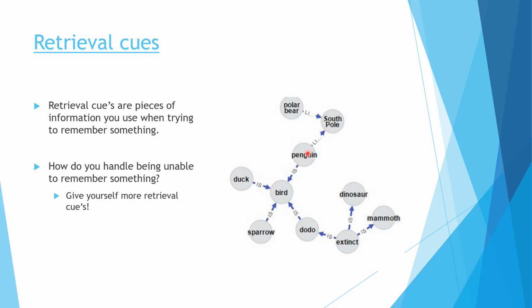Let's say we're trying to remember something, but we don't remember exactly what it is. For example, let's say you're trying to say something and you suddenly forget a word and you can't remember what that word is. What can you do to help yourself remember that word? Give yourself more retrieval cues.